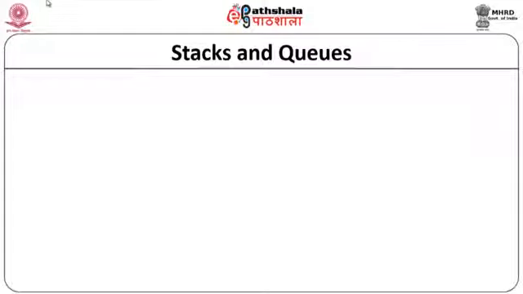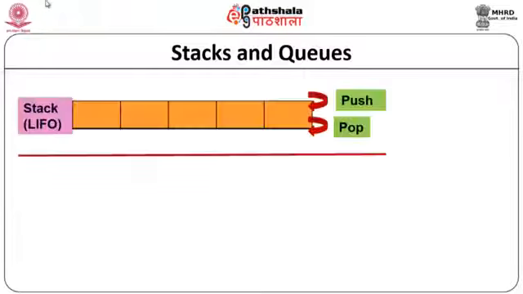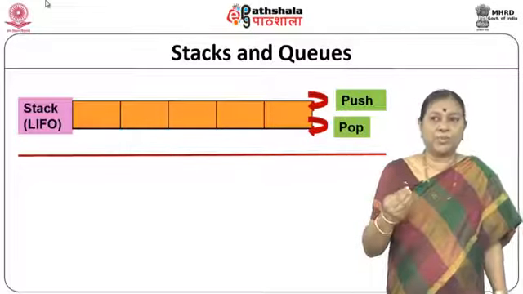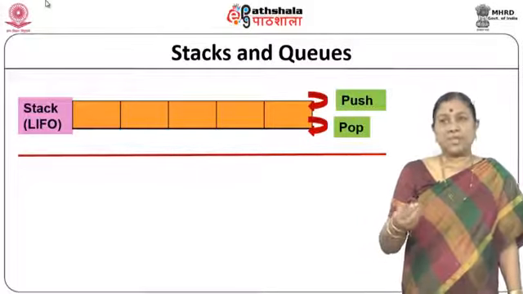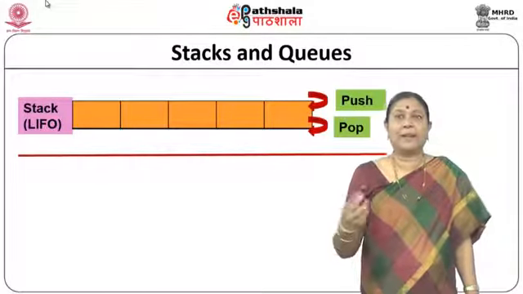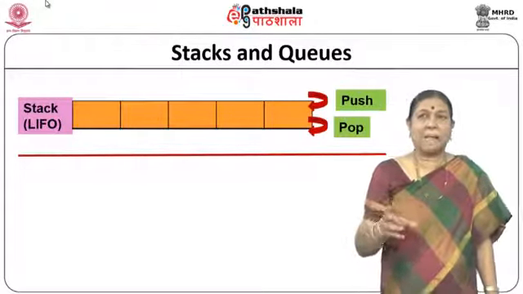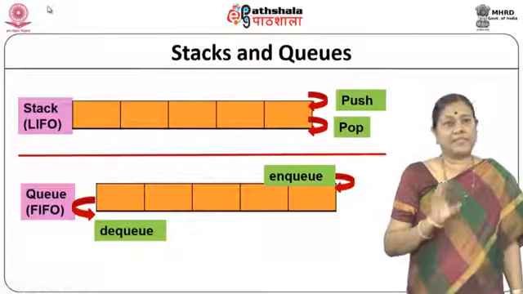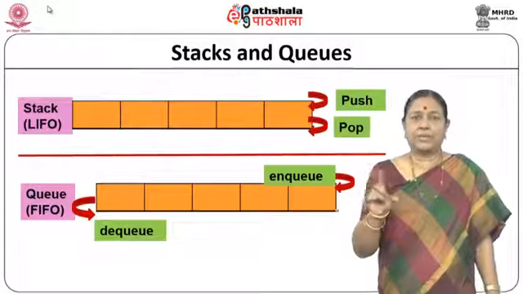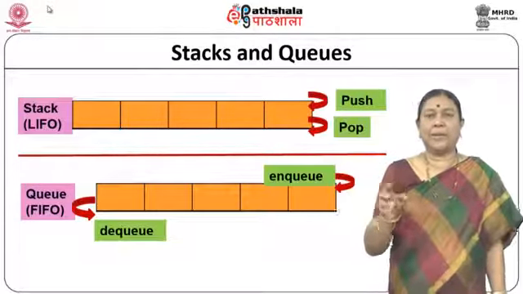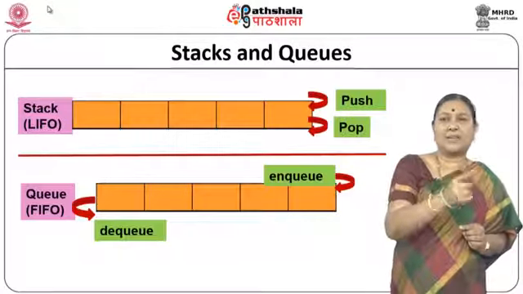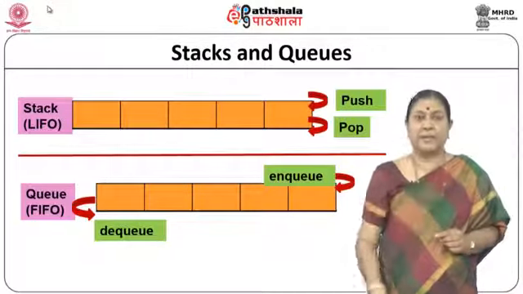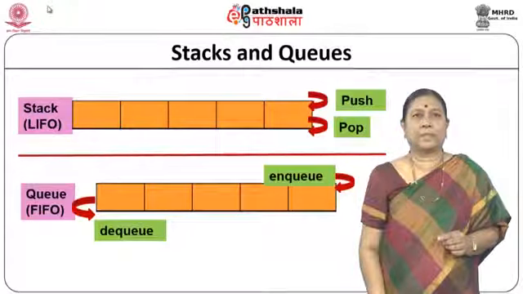Now, let us look at the difference between stacks and queues. This is the stack which you have already seen in the previous module. Stack is last in first out, and both the push and the pop operations, that is push is the insertion into a stack and pop is the deletion from a stack, happen at one end. Now, if you look at the queue on the other hand, it follows the first in first out policy, and the insertion here is called enqueue and it happens at one end, and the deletion occurs from the other end. So, this is just to compare stacks and queues.